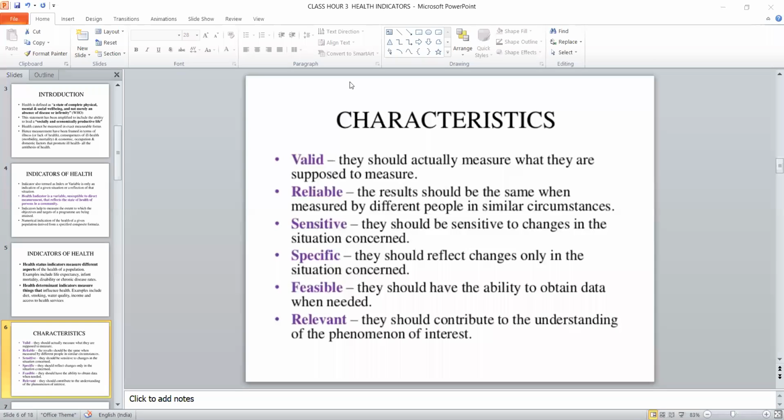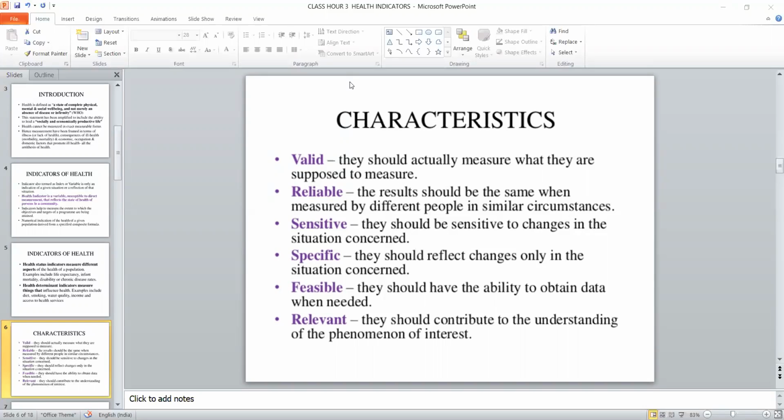Then the fifth factor is feasibility. Feasibility in the sense that we should be able to obtain the data when it is needed. Suppose we have done a particular test and we are not able to give the report, what is the need of taking it? That test is not needed. So we should be able to retrieve the data in a specific time. Accessibility should be there. The last one is that the data should be relevant. They should contribute to understanding the phenomenon of interest. Suppose a person is coming for a sugar test and you take a thyroid test, then it is not the right method.